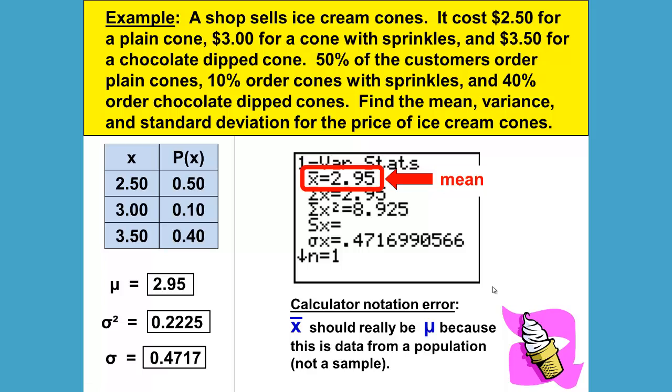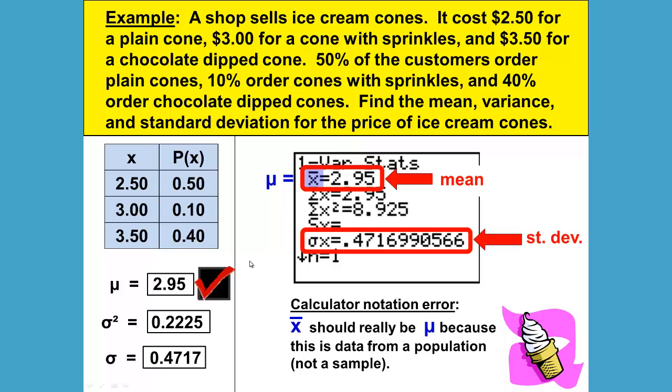Remember, our calculator will give us a notation error here. X bar should really be mu because the data is from a population and not a sample. But that checks out number-wise. The standard deviation is 0.471699, and that does match our standard deviation. And if the standard deviation matches, we know that we've got the variance correct.